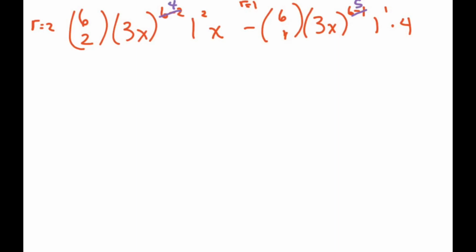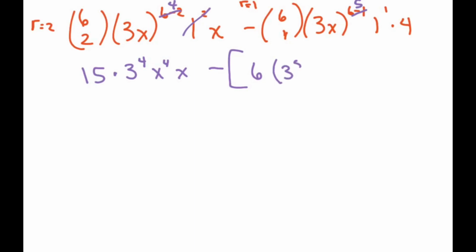All right, so you're going to get 6 choose 2 is 15 times 3 to the 4th times x to the 4th. 1 squared is just 1 times x. Minus 6 choose 1 is just 6 times 3 to the 5th times x to the 5th. The ones can just go away. Times 4. So this right here is going to be x to the 5th, which is what we wanted.